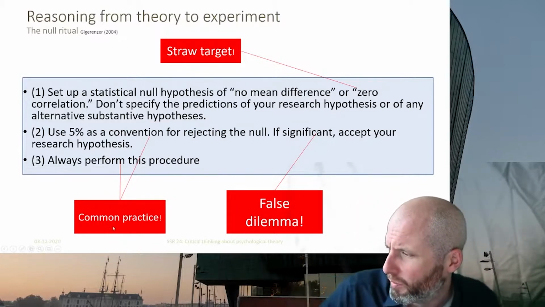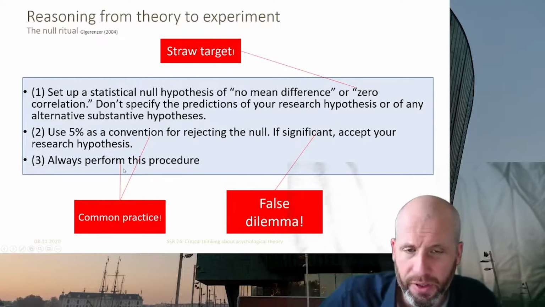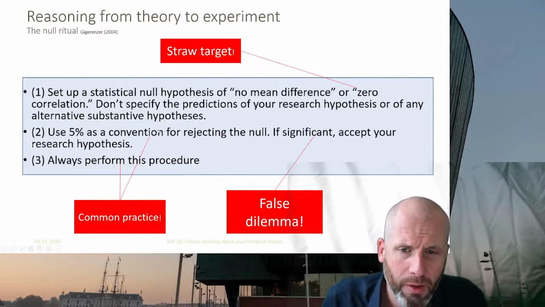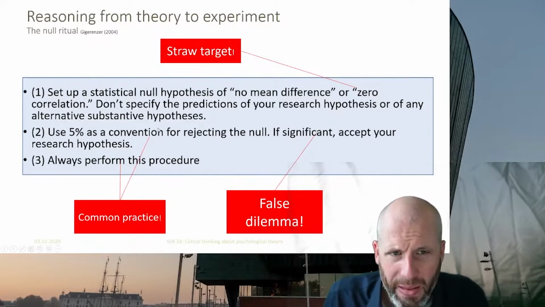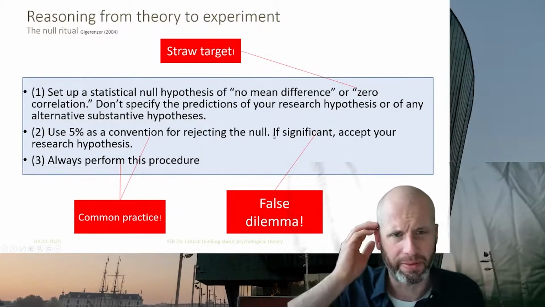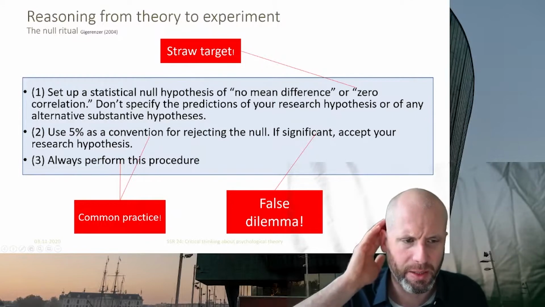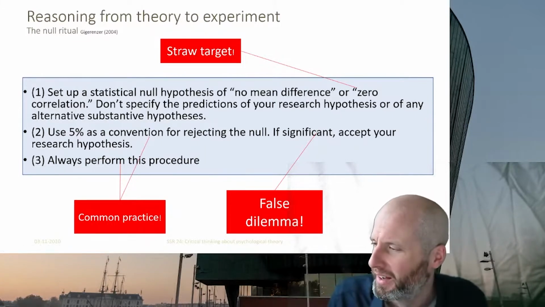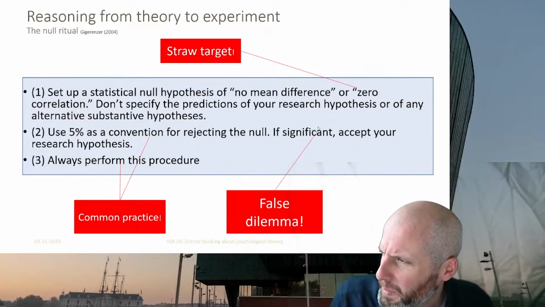It's also a form of common practice, right? We're doing these steps in testing our statistical hypotheses because all people are doing it. Form of common practice. And it's also a straw target argument. And that final example is somewhat more difficult to grasp. Oh, sorry. Let's talk about that.